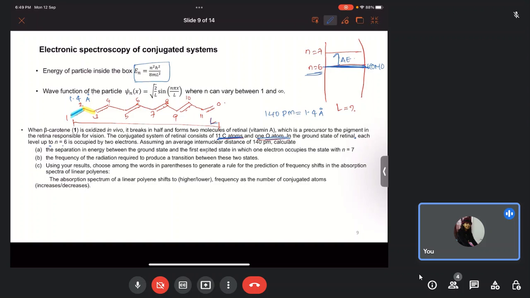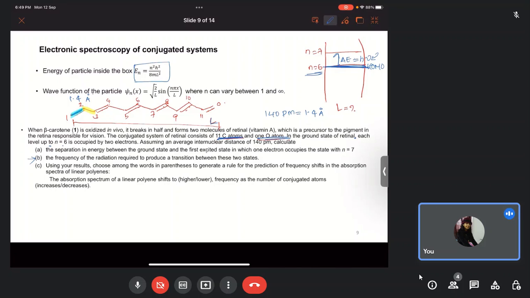And we have to find the frequency of radiation required to produce this transition between these two states. Basically, delta E is equal to h nu, and you have to find the nu that is being asked in the second part. The third part is what happens when you increase the conjugation. I think we already saw that in the last part of the last question, but it's okay. Let's go over it in a systematic manner.